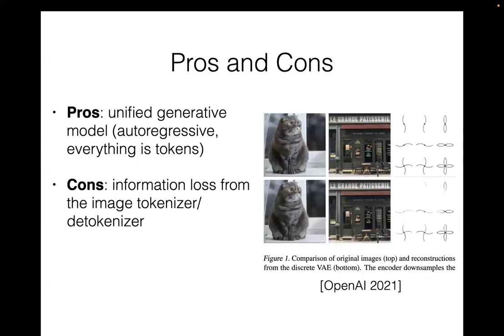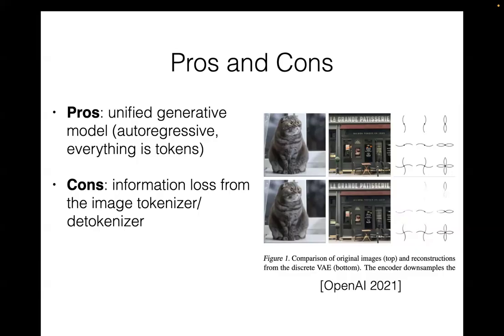I think one con with this is that since we're using this discrete tokenizer, there's kind of two different limitations. One is that the VAE or the VQ-GAN is in some sense not unified, right? It's separate from this model that we're training. You have the separate tokenizer and detokenizer, which is a learned model. Then you have your generative model. So in some sense, that's not unified.